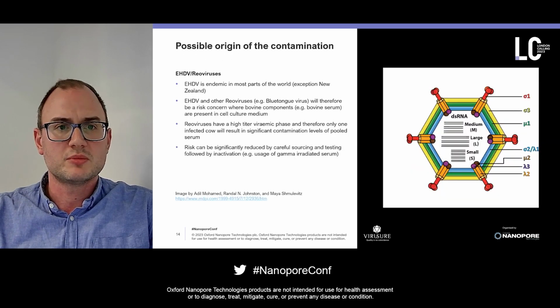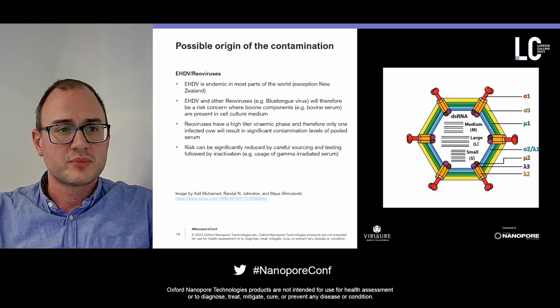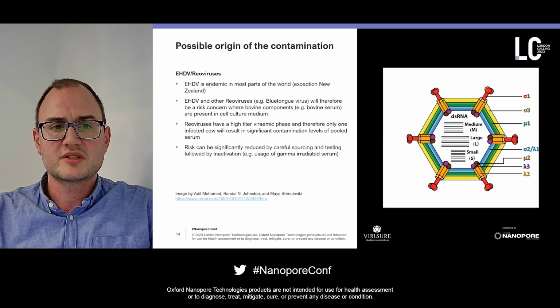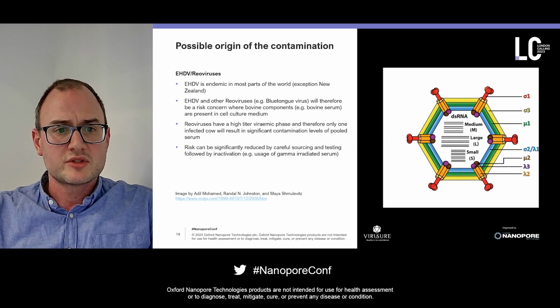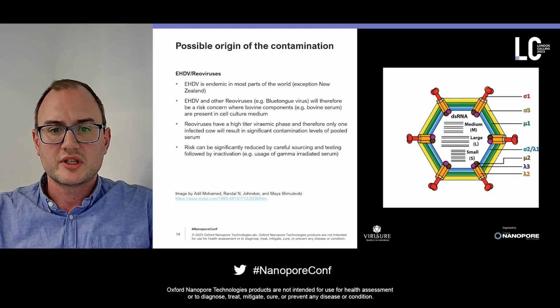So what are the possible origins of the contamination? EHDV, or in general reoviruses, are endemic in most parts of the world. EHDV and other reoviruses will therefore be a risk concern wherever bovine components are present in cell culture medium, for example, by the addition of bovine serum. As reoviruses have a high titer viremic phase, only one infected cow will already result in significant levels of contamination in pooled samples. To reduce the risk, it is necessary to carefully source and test your reagents, followed by inactivation, for example, by the usage of gamma-irradiated serum.